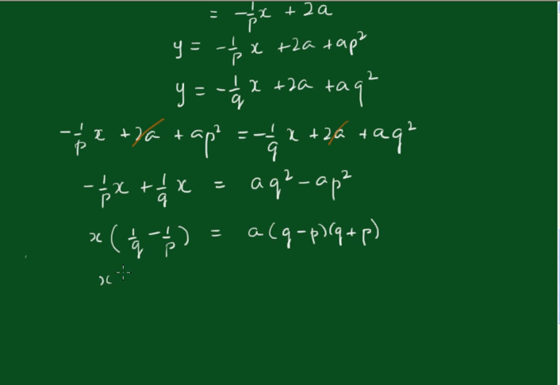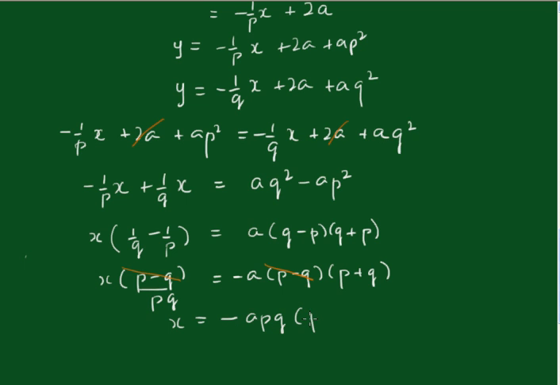And of course this becomes p minus q on pq equals a into, now that's a q minus p, I'll write that as a minus p minus q there, that's a p plus q here, and then we can see these p minus q's will cancel out, and you simply get x equals minus apq into p plus q.